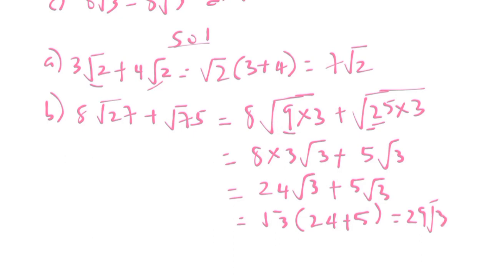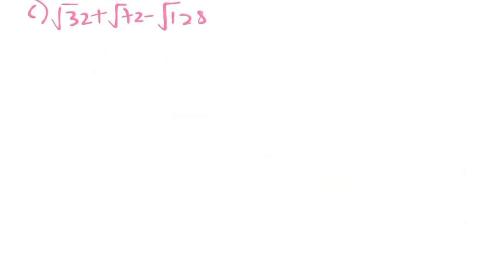So let's do the other question. So guys, this is the last question for this video. You have to simplify this. So here's what you do. First of all, you factor it into your rational and an irrational number. That is the way you factor it.